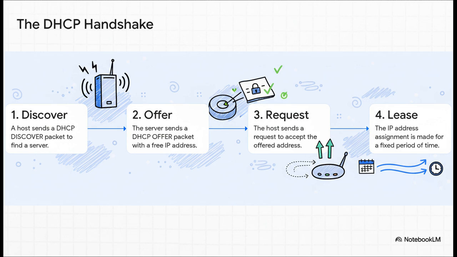First, your new device connects and basically shouts out a discover signal, asking, "Hey, is there a DHCP server here?" Your router hears this and makes an offer, saying, "Yep, and you can have this IP address." Your device then requests to use that address, and finally, the router sends an acknowledge to make it official. This all happens in milliseconds, totally behind the scenes.